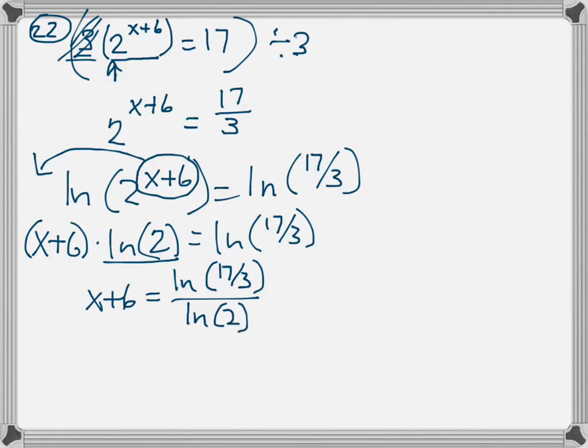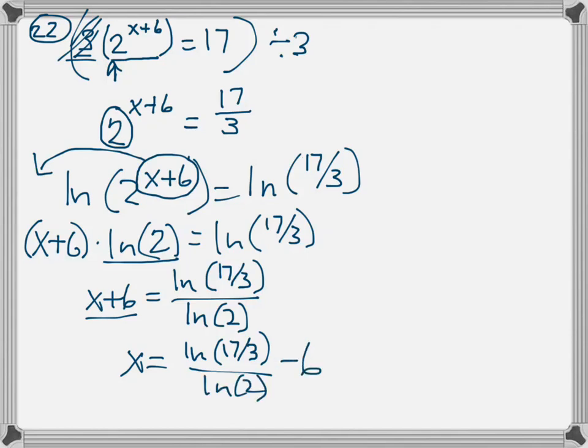So just like we did before, basically what that just did was change the base from the original 2 to e so that I could put it into the calculator. And then that was equal to that exponent that's right there. And then finally, let's subtract the 6 over. So x is equal to the natural log, like I want to write this again, 17/3 over the natural log of 2, all of this minus 6.